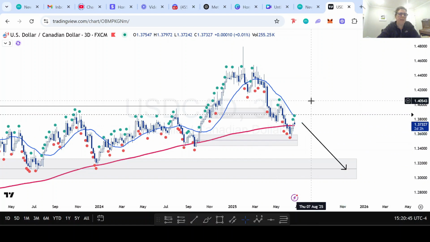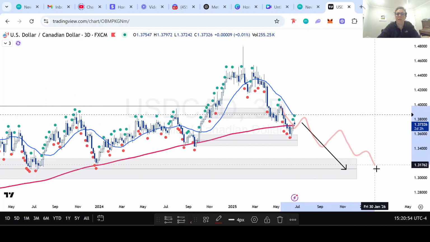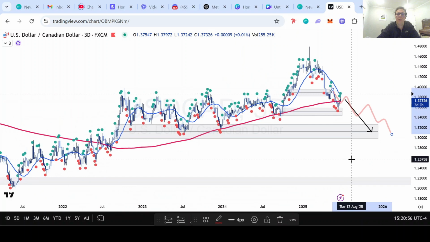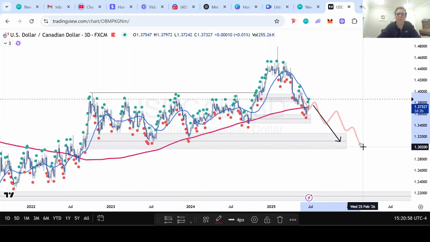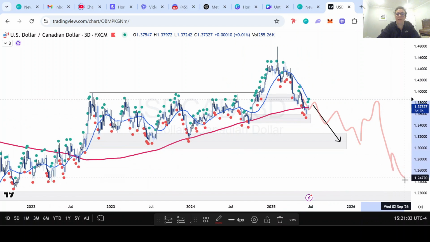I think the price action will continue in this kind of a fashion down to there. And if we go further, we might get a bit of a retrace here and then same price action down.